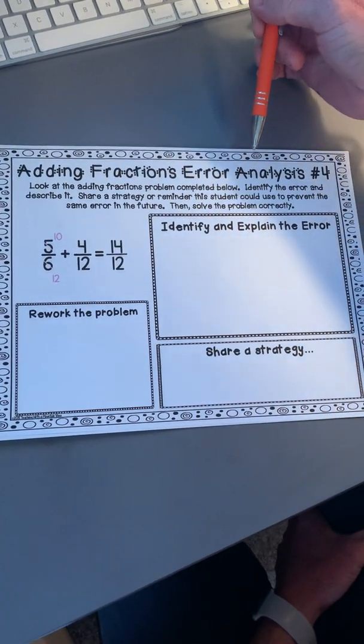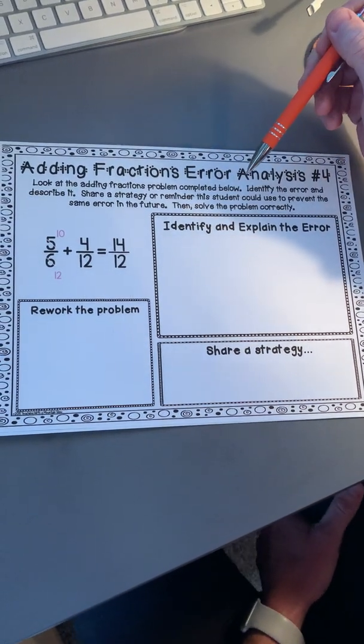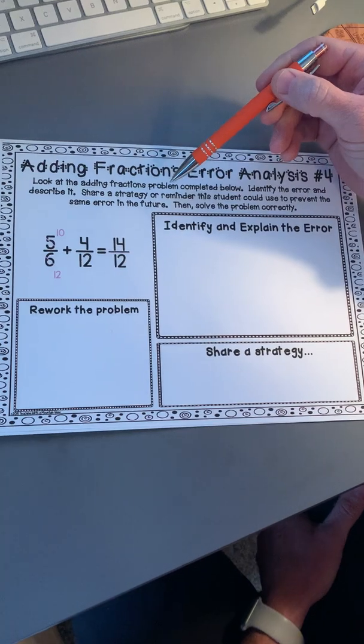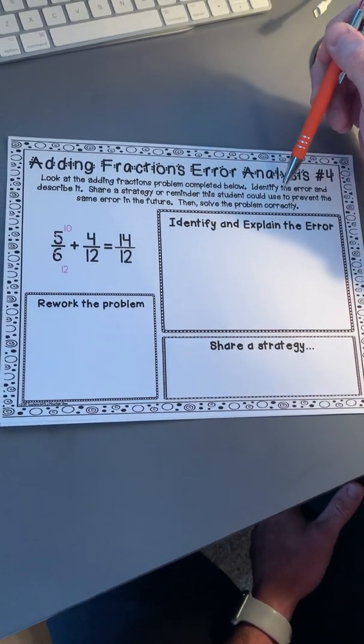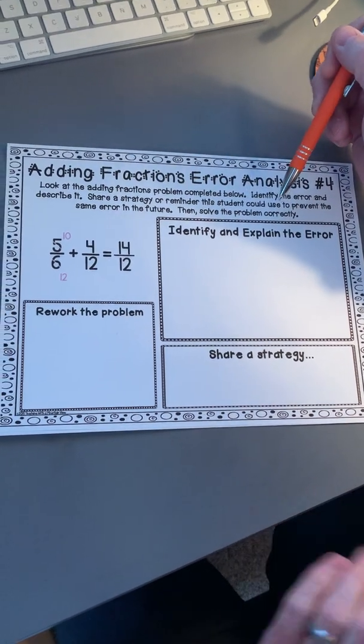Adding fractions error analysis number 4. Look at the adding fractions problem completed below. Identify the error and describe it. Share a strategy or reminder this student could use to prevent the same error in the future. Then solve the problem correctly.